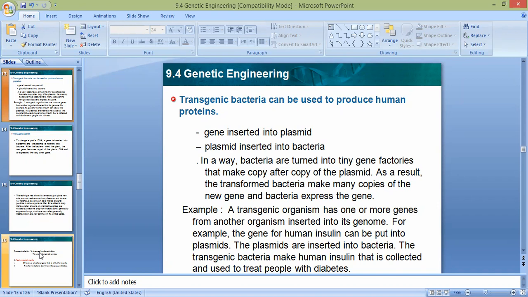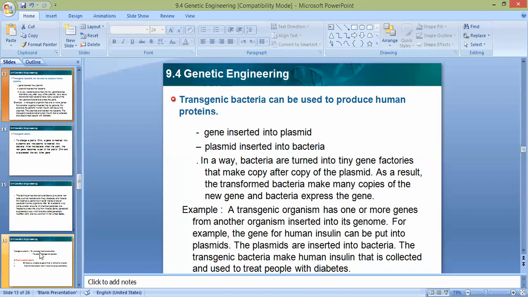In a way bacteria turned into tiny gene factory، عم تعمل هي copying لها صارت factory لهذا الجين that make copy after a copy of the plasmid. The result how the transformed bacteria make many copies of the new gene and the bacteria express the gene. والإكزامبل هو اللي حكيته. هلا in general transgenic organisms يعني مش بس البكتيريا تقدر تكون transgenic، ممكن يكون transgenic plant، transgenic animal، هدول has one or more genes from another organism.